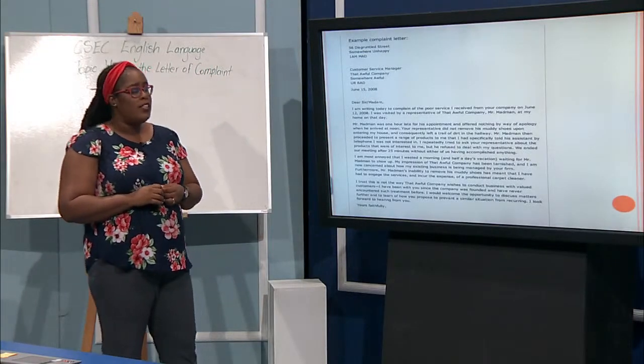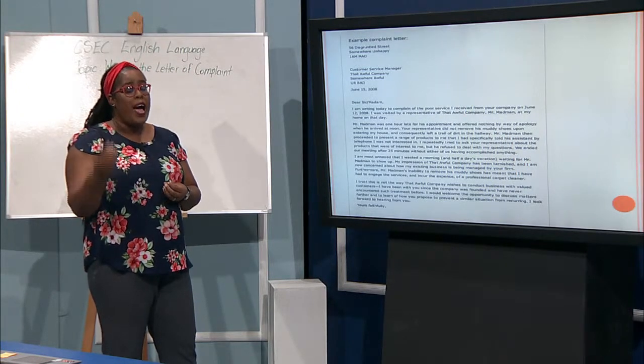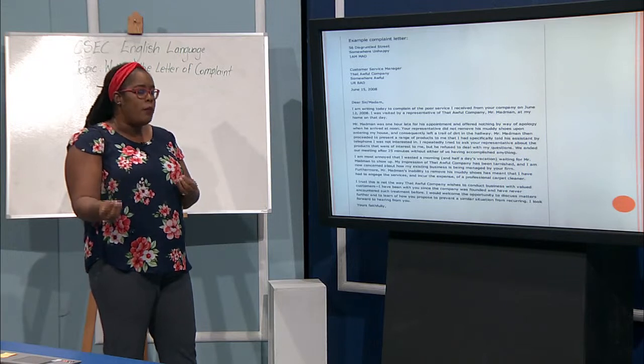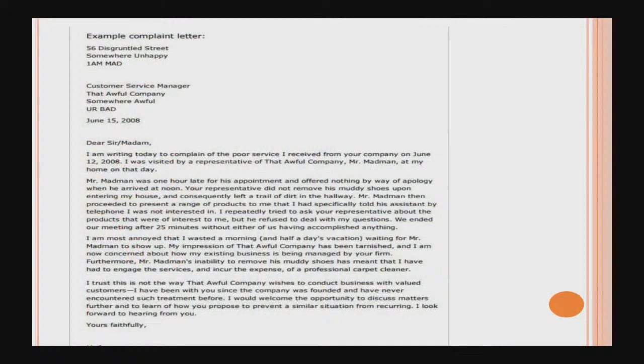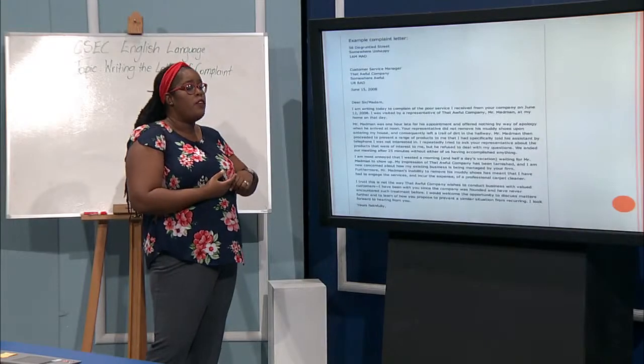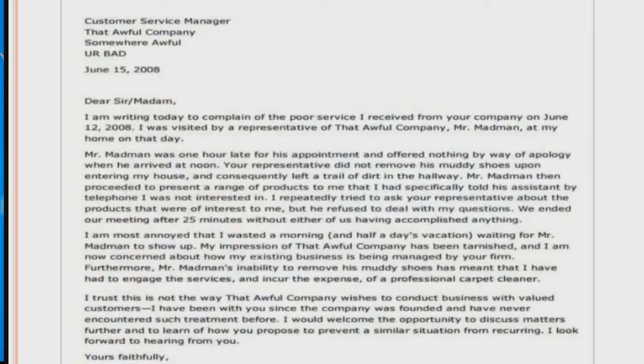Now, this is an example of a letter of complaint. If you look at this, you will realize that this person used the block format for their letter of complaint. If you look, you will see that there are two addresses here, and those two addresses are the sender's address and the receiver's address. This person has included the date below the receiver's address, but if you prefer to place it after the sender's address, not a problem.